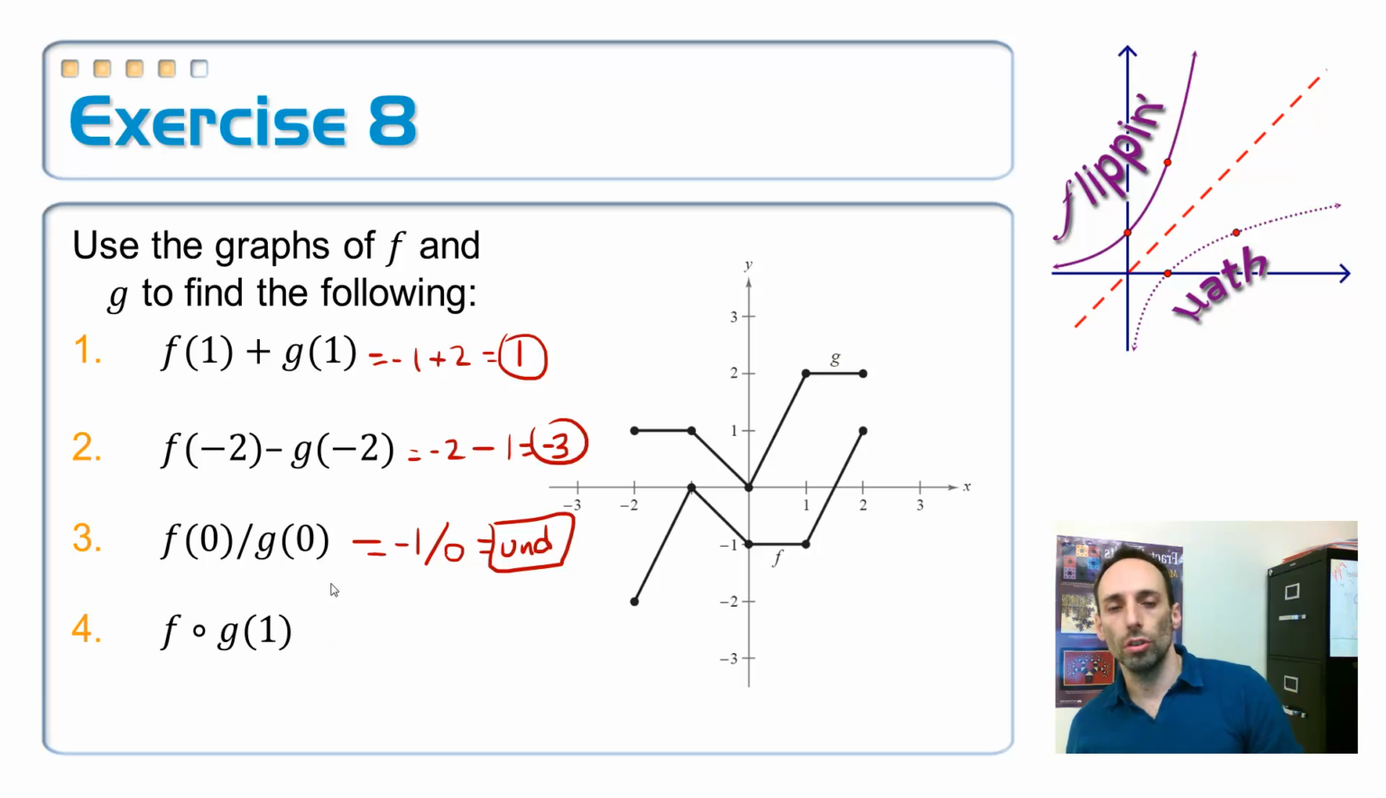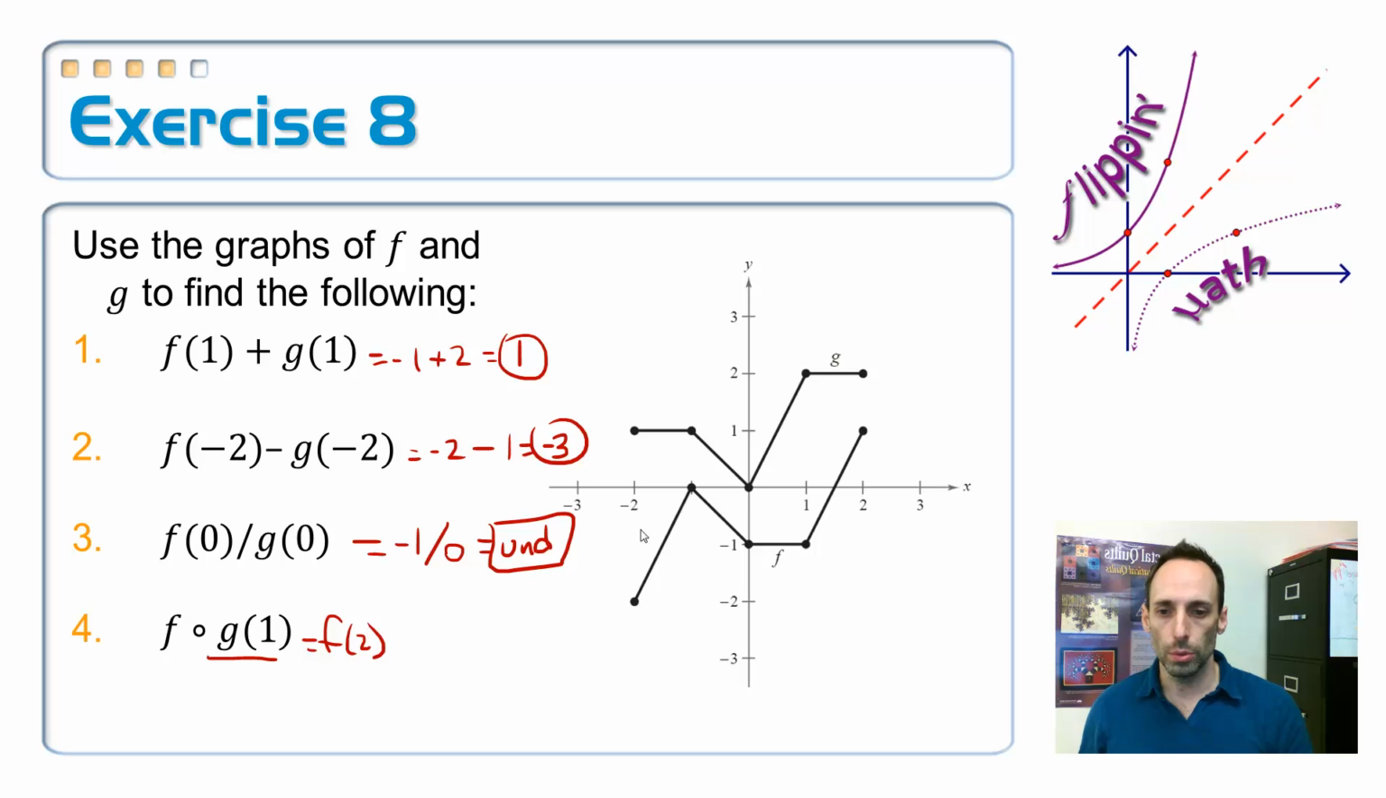Last one, a composition. Tricky, perhaps. So I'm finding f composed with g of 1. So I first want to find the interior one, and that is g of 1. So g of 1, follow it up here, and I get 2. And then I want to find f of 2. So go to 2, and f of 2 is 1. It has nothing at all to do with that original input one. It's just completely coincidental. All right, that wraps up this objective.